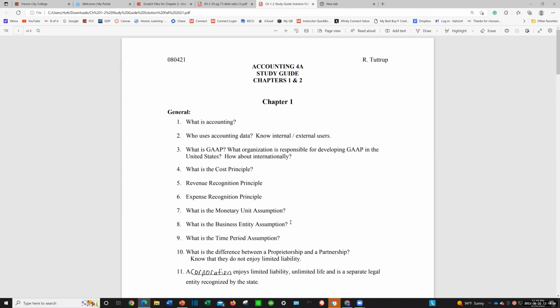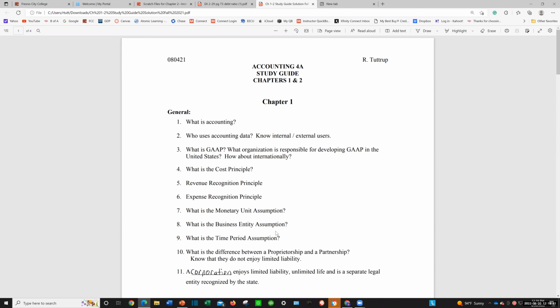What is the business entity assumption? Well, each entity has to be separate from other entities. So, you have to have your own set of books. Like in GM, I was telling you, Cadillac would have its own set of books. Chevrolet would have another set of books, right? Or if you were a sole proprietor, then you would have one checking account just for your business activity, and then one checking account for your personal activity, but you don't commingle them.